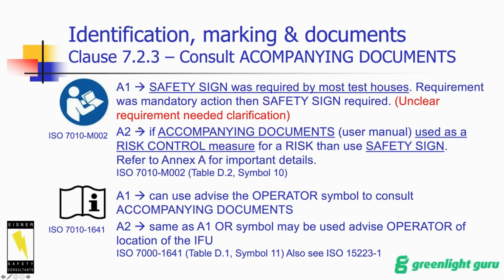So here's my A1, A2 sort of system, or one way I'm going to do it. So here's that safety sign I was talking about, or one safety sign. So if you see 7010 or 7010 ISO, that's always a safety sign. It's a colored symbol.